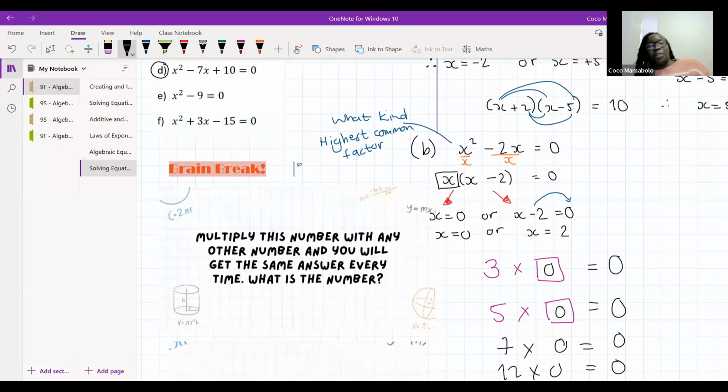Godfrey, I can't be more specific. The question literally said, you will get the same answer every time. And the only way you get the same answer every time when you multiply is if you multiply by 0. It wasn't me, it was the question. Okay.